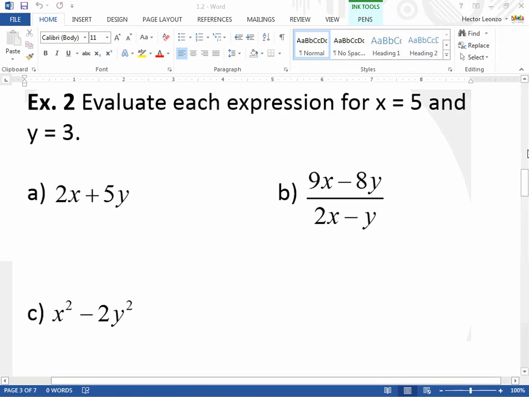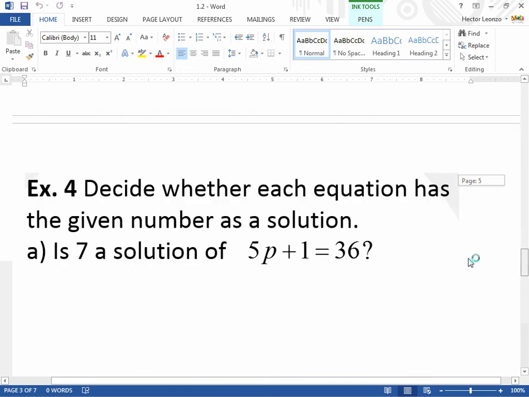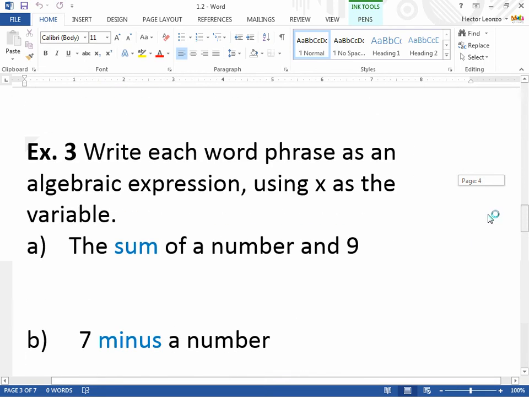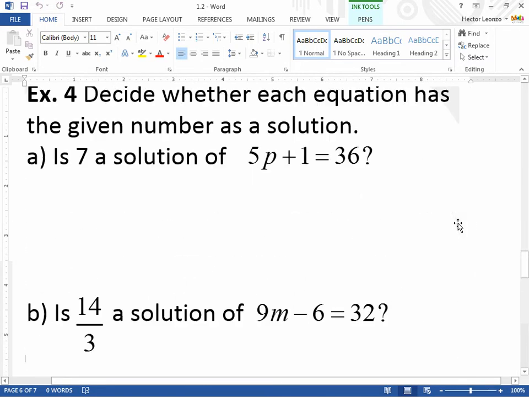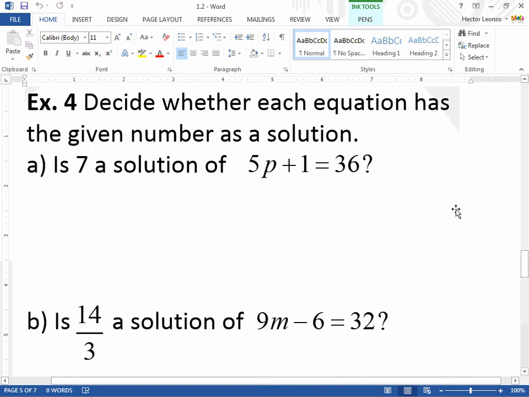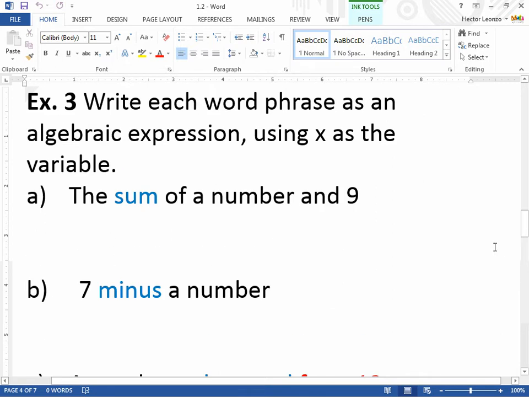Let me clear this up. Now we're going to write each word or phrase as an algebraic expression, but not too much. Write each word or phrase as an algebraic expression using x as the variable. I have some colors in there so you guys can see that I'm separating certain things.